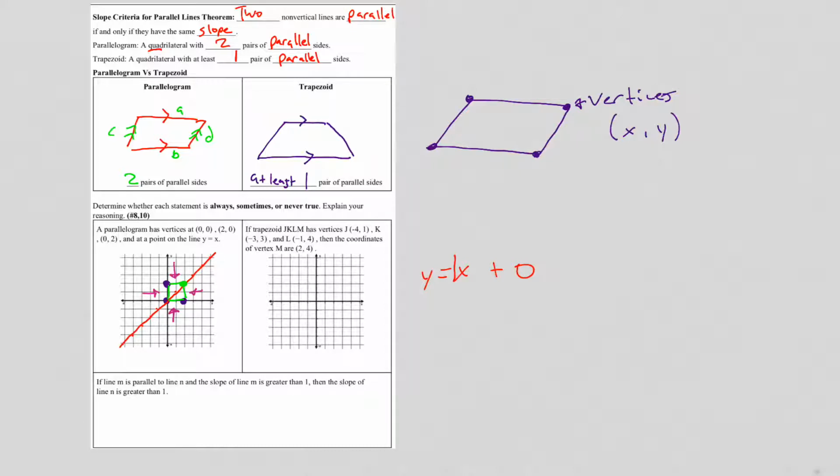Now let's check out this trapezoid. It has vertices, it tells you the points. Remember, vertices are just the corners. -4, 1. So we find -4, 1, 2, 3, 4, up 1, negative 3, 3, 1, 2, 3, negative 1, 4, negative 1, 1, 2, 3, 4, and then the coordinates of the vertex M are 2, 4. So I find 2, 1, 2, 3, 4.